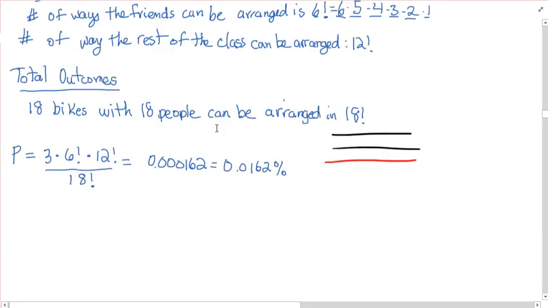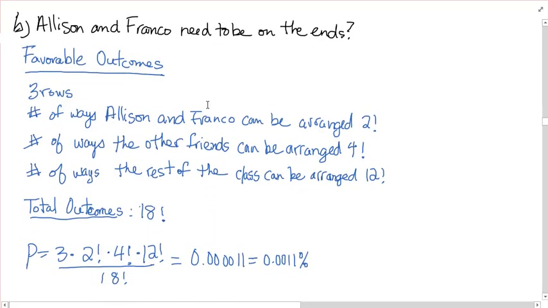And what happens if Allison and Franco need to be on the ends? Allison and Franco on the ends. Well, there are 3 rows still, but if Allison and Franco are on the ends already, that means we have 2 end spaces already taken up, and then we have the other friends in the middle. So there's 2 chances for whoever wants to be in the first, and then the leftover person goes in the other. Then this is 4 factorial, that's the other 4 friends. They can be arranged in any way. Again, the rest of the group is 12 factorial.